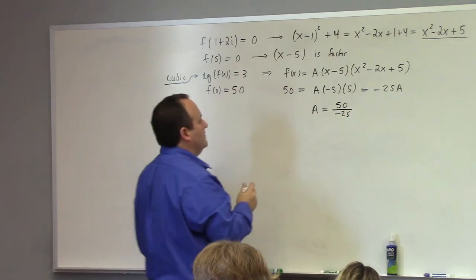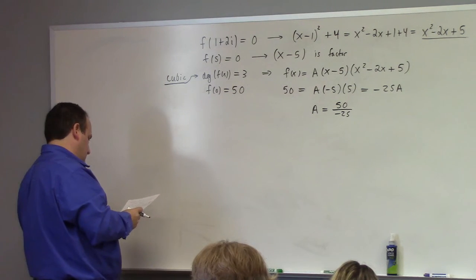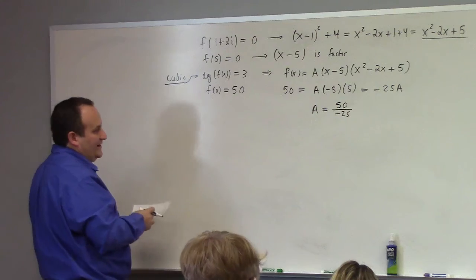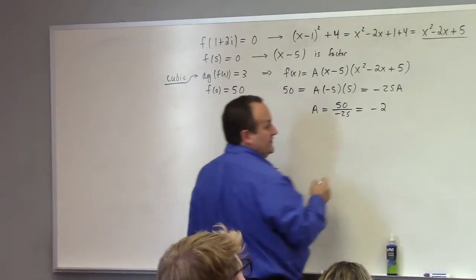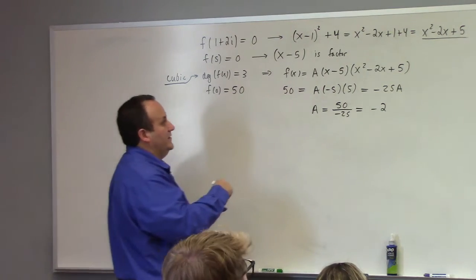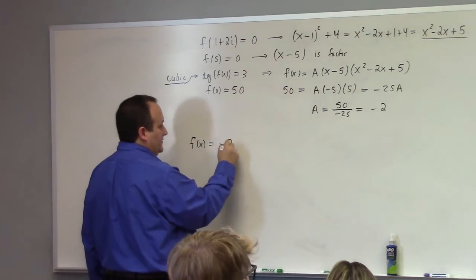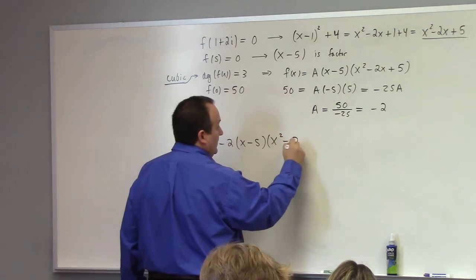Did I do something wrong? Oh, no. I'm sorry. I was looking at problem 8. I was thinking this. It's fine. This is fine. Minus 2 is what you get. So we've got f of x is minus 2 times x minus 5 times x squared minus 2x plus 5.